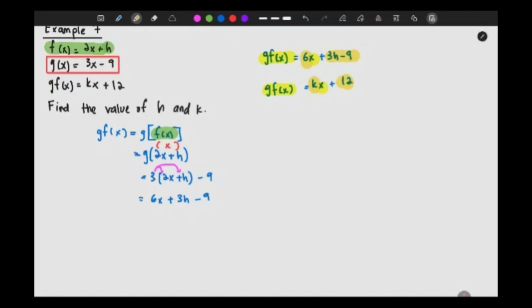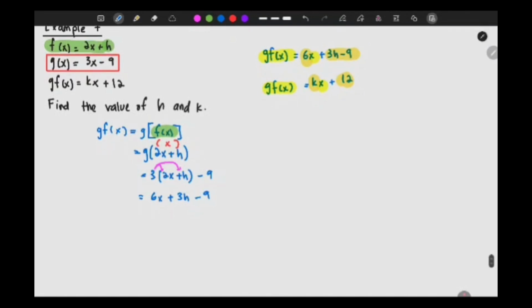So your k is equal to 6, and I know 3h minus 9 is equal to 12. So for your h, just use your calculator: 12 plus 9, and then divide by 3. You just press your calculator, you get 7. Tada, k is 6, h is 7. And here you go, we are done.